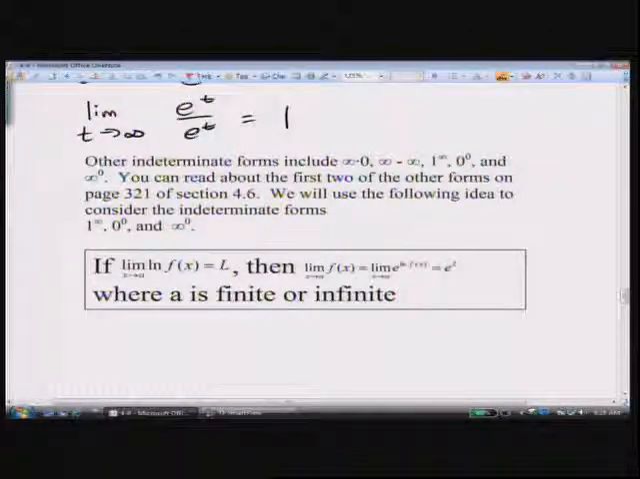Okay, so it's if the limit as x approaches a of ln of f of x equals L, then the limit as x approaches a of f of x is equal to the limit as x approaches a of e to the ln f of x, which is equal to e to the L.